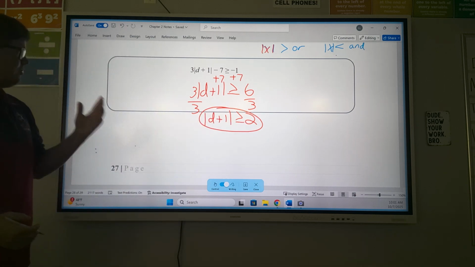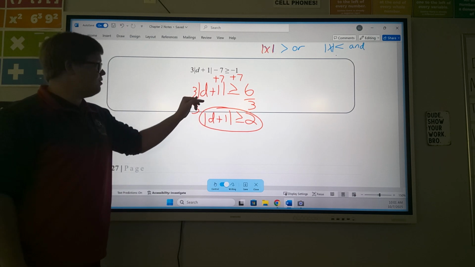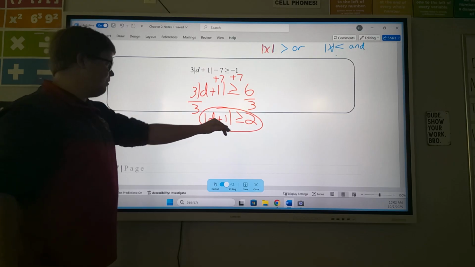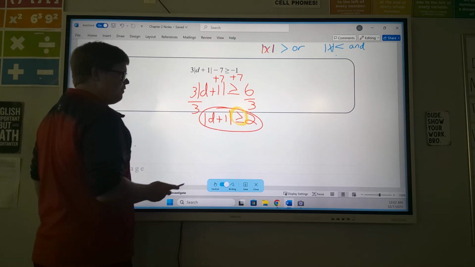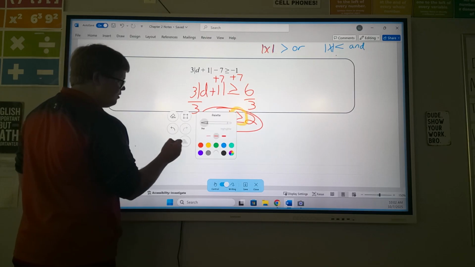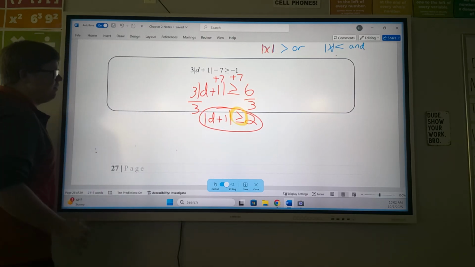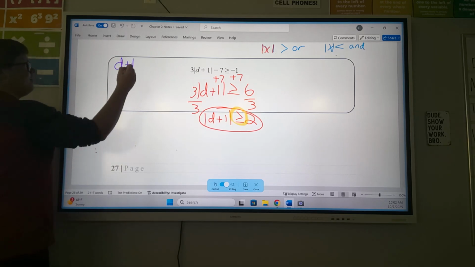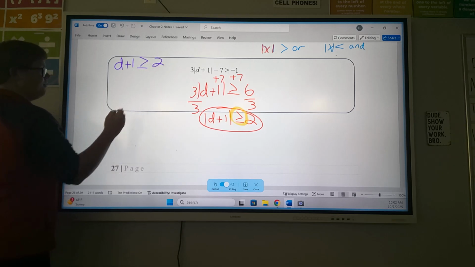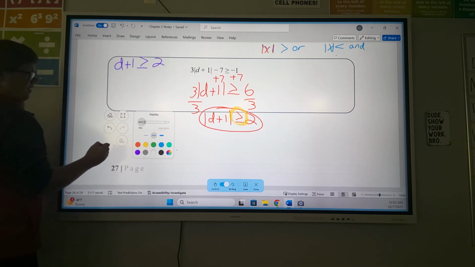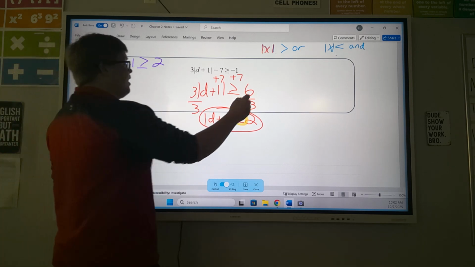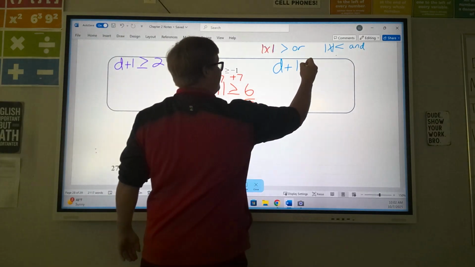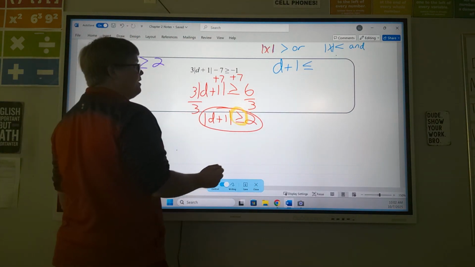Now, there are other ways to solve this, but I promise you, getting the absolute value by itself first is so much easier every single time. Now, again, we've identified that it's an OR based on the sign. So we need to write our 2 different equations. For the first equation, we copy and paste what we have: D plus 1 is greater than or equal to 2. For our second equation, we copy our absolute value of D plus 1, flip our sign, and change our 2 to the opposite, which is a negative 2.